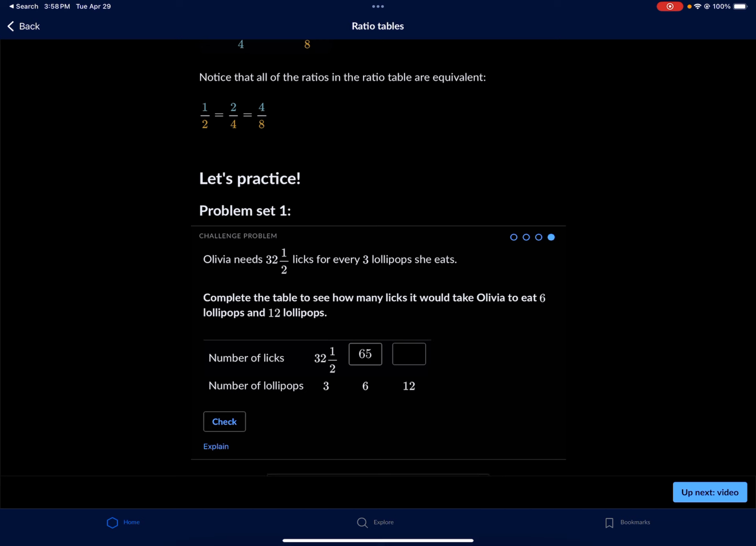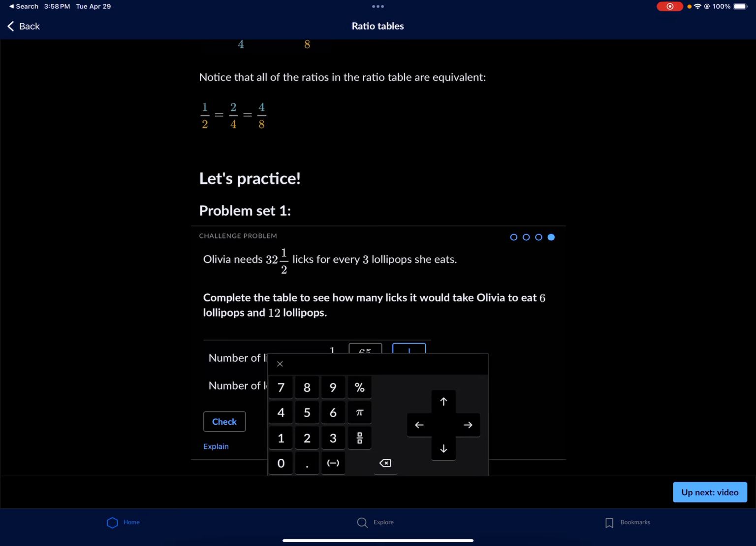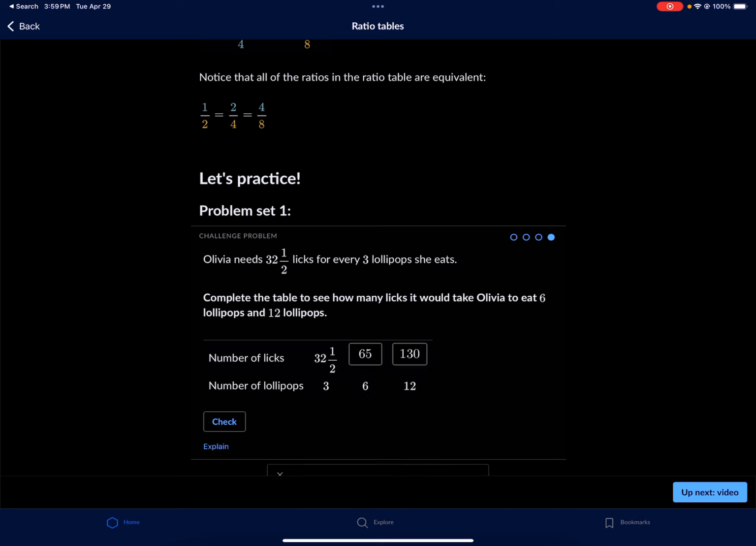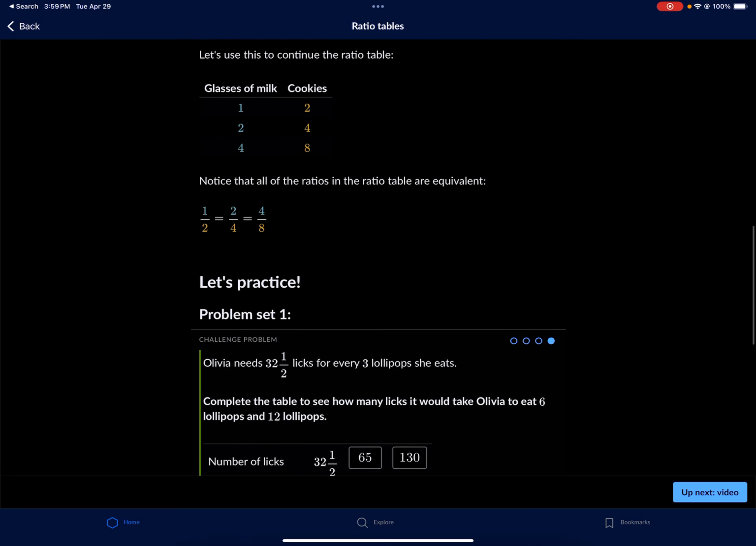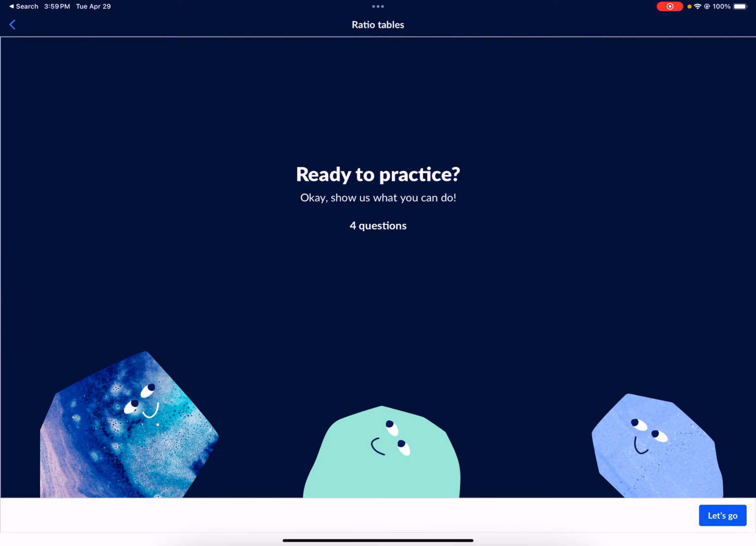65. And now we have to multiply that again, because look, we have 6 and 12 divided by 2 is 6. So a number divided by 2 is 65, or in other words, 65 times 2 is, again, I'll give you guys some time. 130. If we check that and we get it right again, because see, we have our times 2 method. So now let's go ahead and move on to our next one, ratio tables.